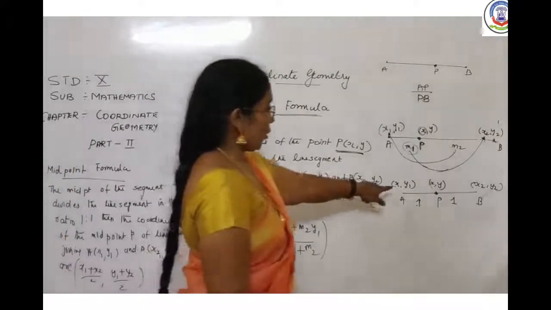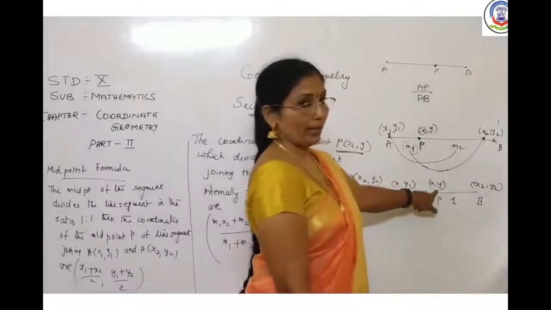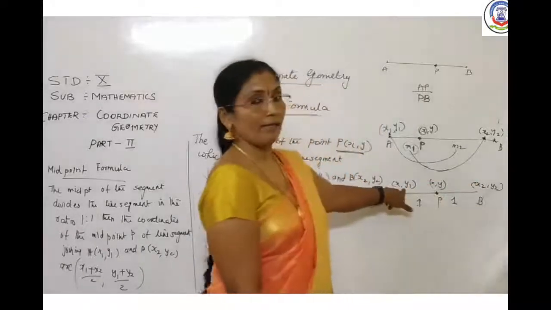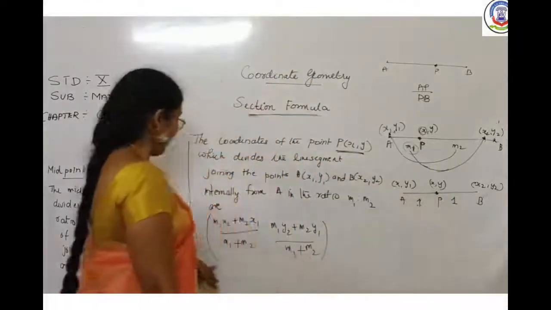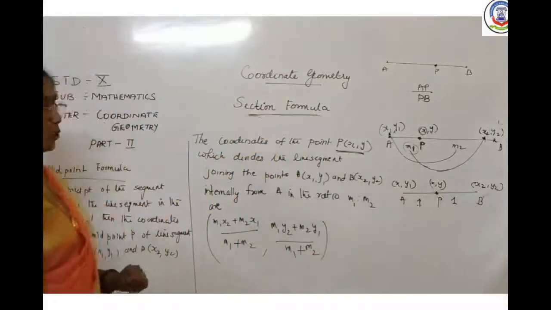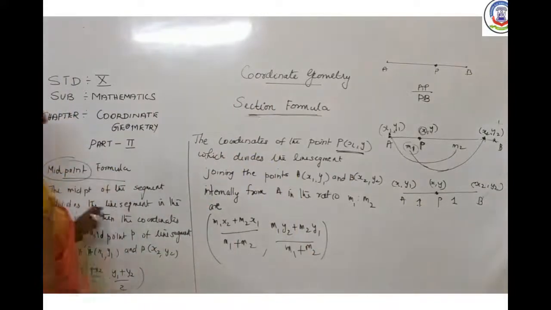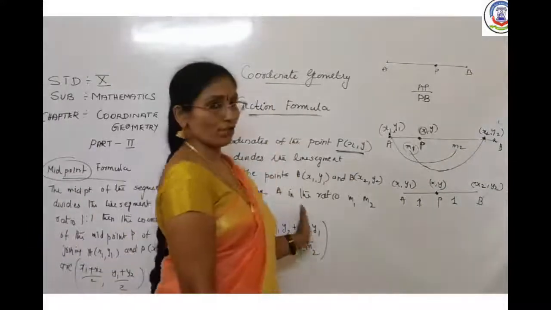In the same way, the y coordinate you will also get that way. 1 into y2 plus 1 into y1 divided by 1 plus 1. That means we get y1 plus y2 upon 2, when that point is the midpoint. So this is the application of the section formula only.